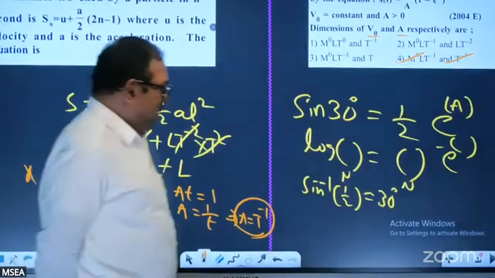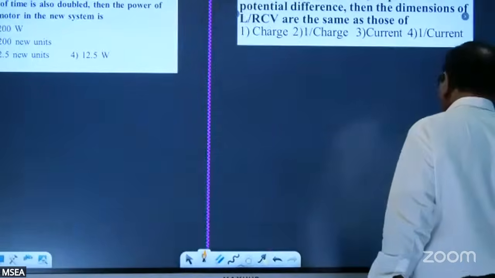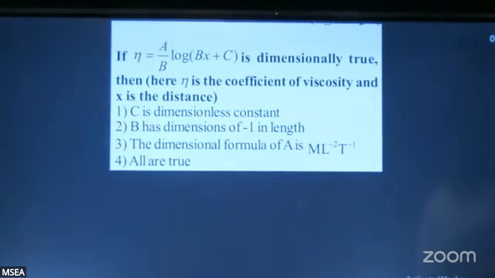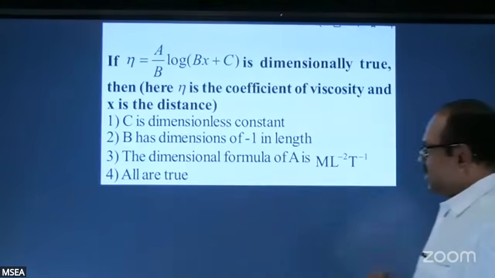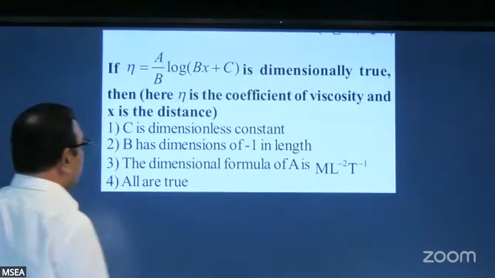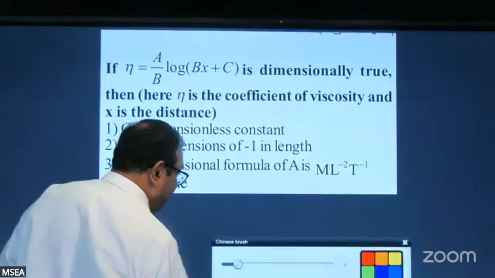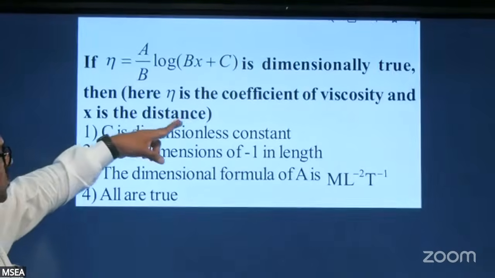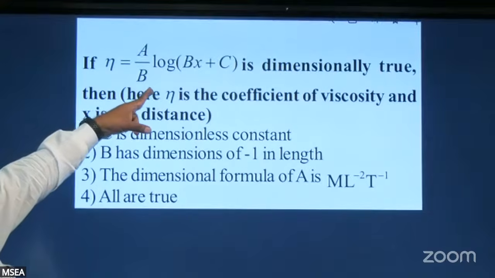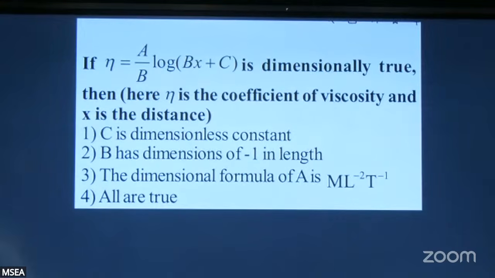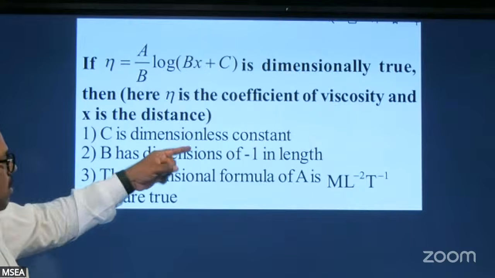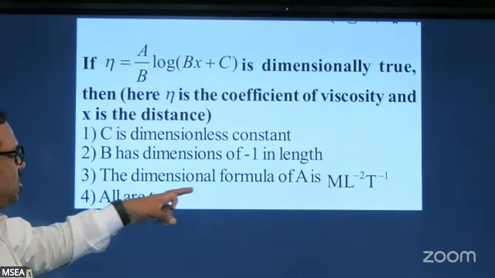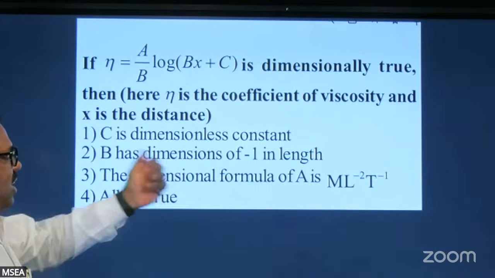Right. Next, we go to another question. Let us take one question based on this. Yes. Now let us take one based on the previous, according to the principle of homogeneity. Let us see. So the coefficient of viscosity is A by B log Bx plus C, which is dimensionally true. Then C is a dimensionless quantity. B has dimensions of length to the power minus 1. The dimensional formula of A is what is being asked.